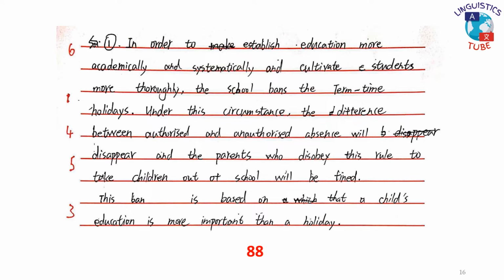In order to establish education more academically and systematically, and cultivate students more thoroughly, the school bans the term time holidays. Under this circumstance, the difference between authorized and unauthorized absence will disappear, and the parents who disobey this rule to take children out of school will be fined. This ban is based on that a child's education is more important than a holiday.